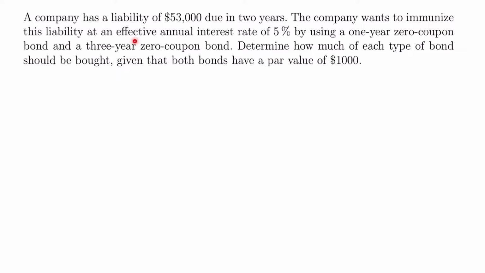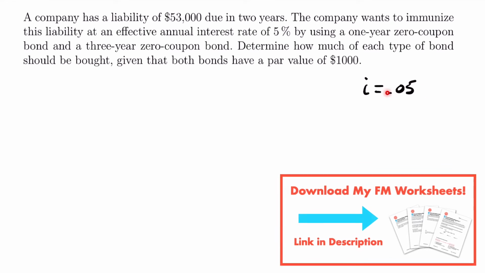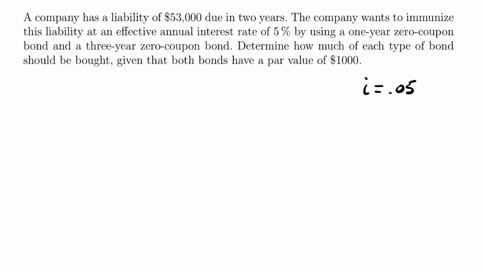All right, so in this problem, the company wants to achieve immunization. They want to immunize their liability at an effective annual interest rate of 5%. So they want to achieve immunization at i equals 0.05, the decimal form of that 5%. Now, in order to achieve this immunization, they need to purchase a certain amount of these 1-year zero coupon bonds and 3-year zero coupon bonds. Our goal is to determine how many of each of those bonds the company needs in order to achieve immunization at this interest rate. And those bonds are going to serve as the assets for the company.